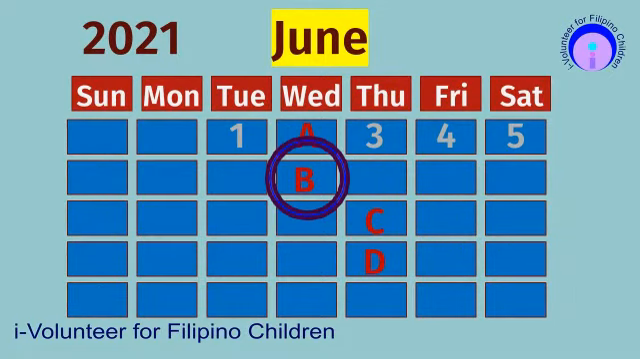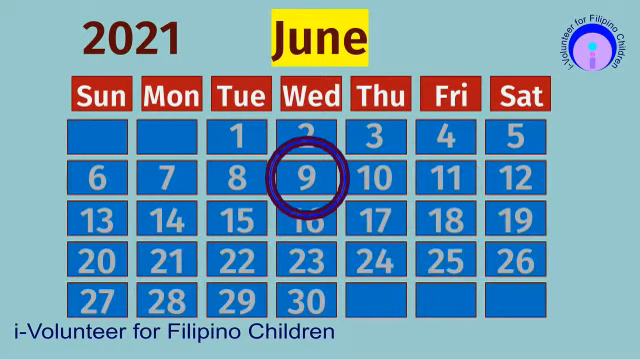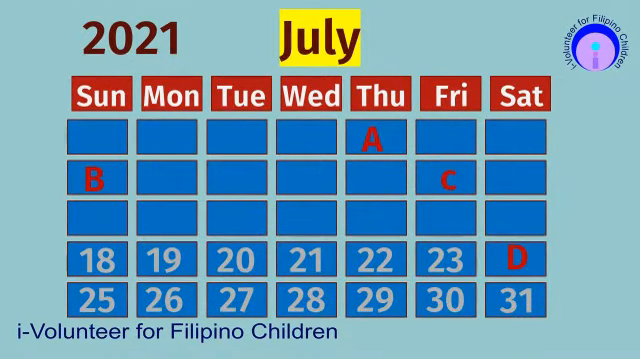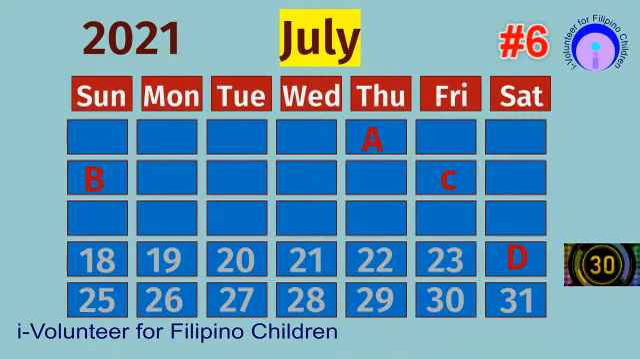Mula sa B na 9, bababa tayo ng isang linggo. 9 plus 7 is equal to 16. Add one day, that becomes June 17. Now we are on the 2nd half of the year, July. Can you find the specific date of the month indicated by A, B, C, and D?